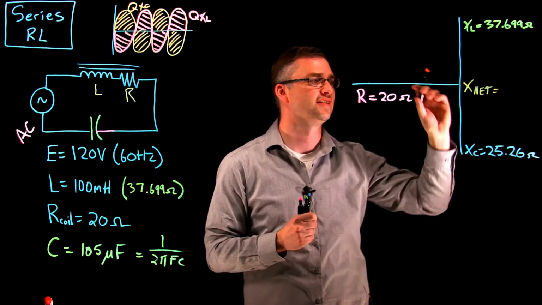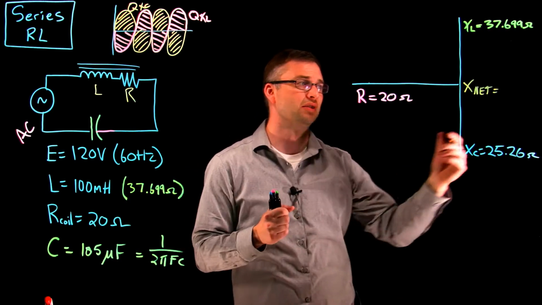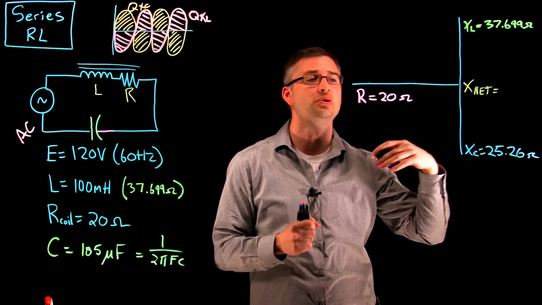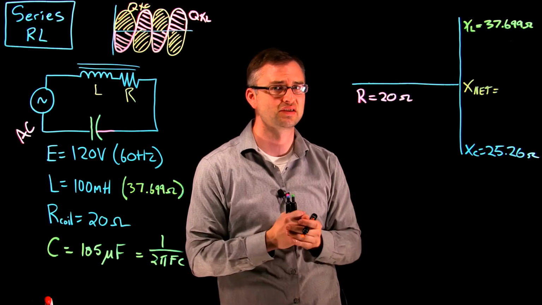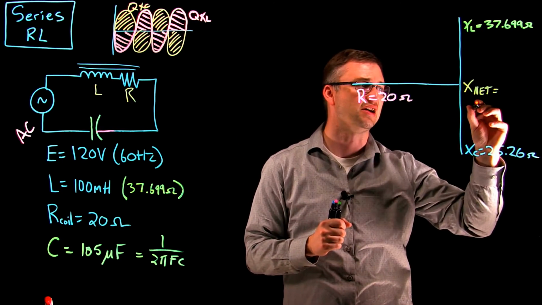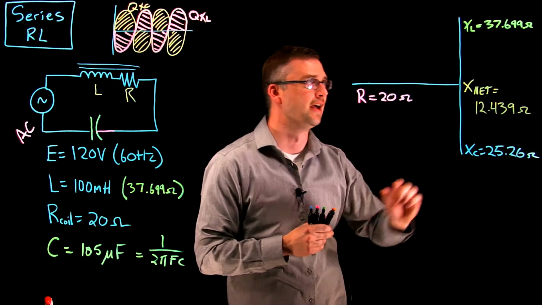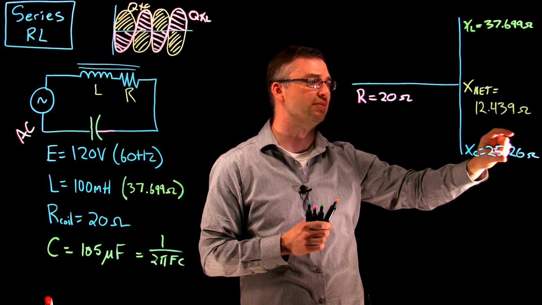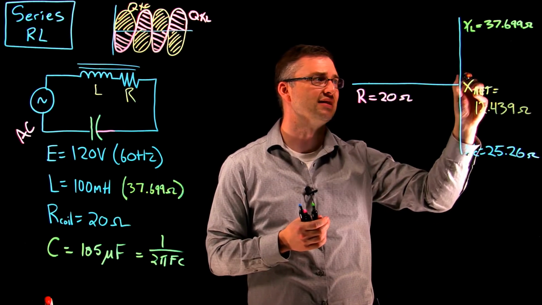So I'm going to take 37, subtract 25 off of it, find the difference between the two. We're going to figure out that X net, the total reactance overall in the circuit from the viewpoint of the source, is going to be 12.439 ohms. All right, so I basically took my XL, subtracted my XC off of it, and I know that my XL is larger, so my X net is somewhere up here.